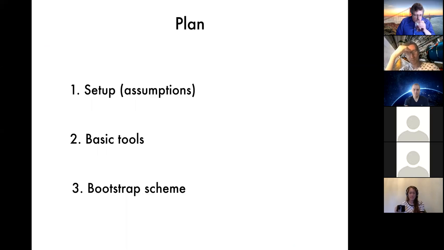I will start with the setup. I will try to lay out the assumptions. I will then try to explain the basic tools. It's a bit technical. And then I'll explain the bootstrap scheme, which will in particular involve answering Thomas's question: how do you see that scattering implies production in high D?